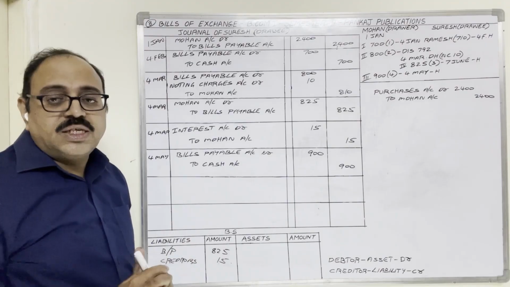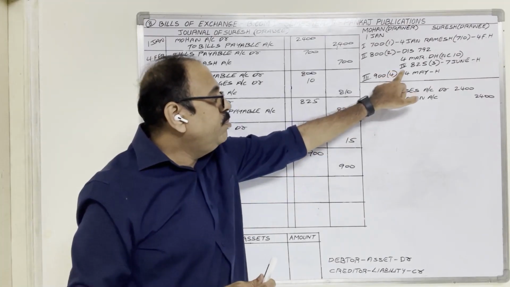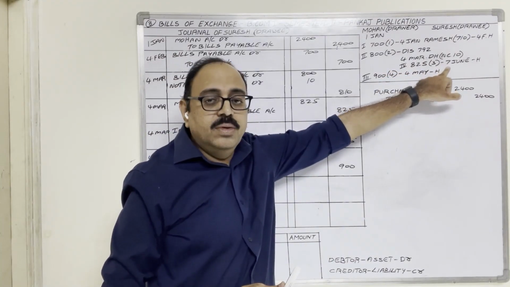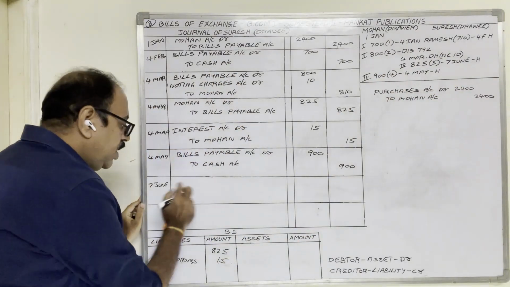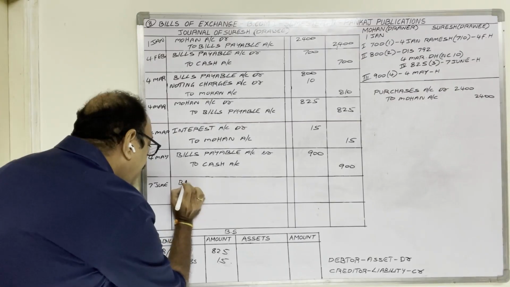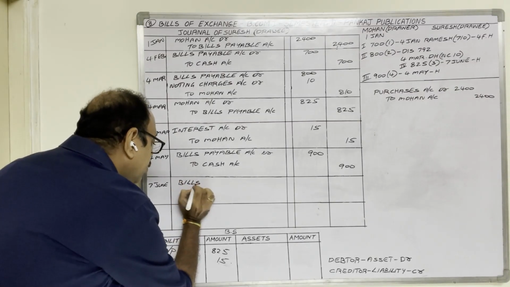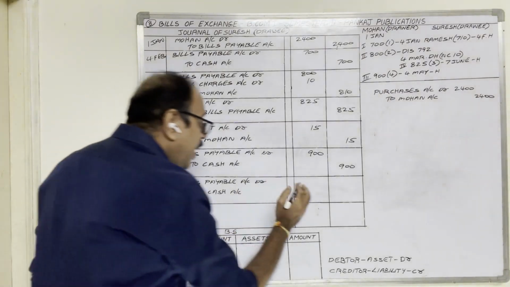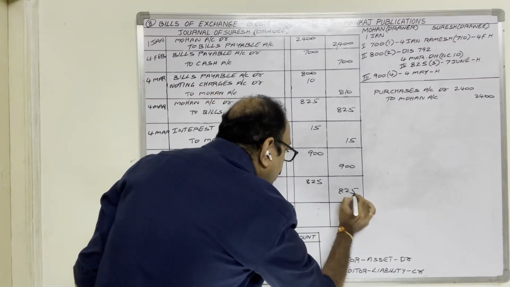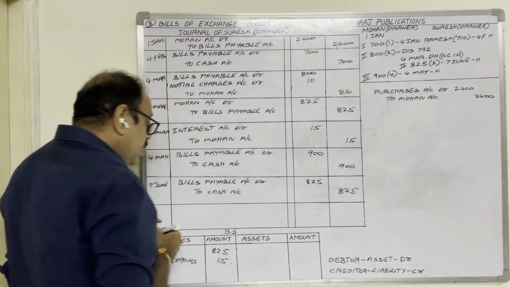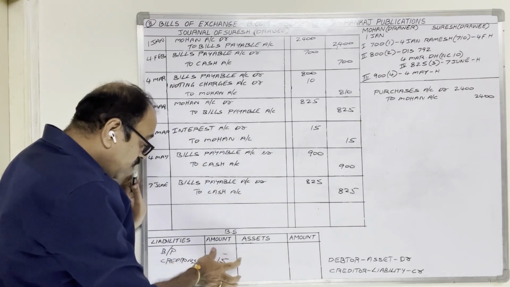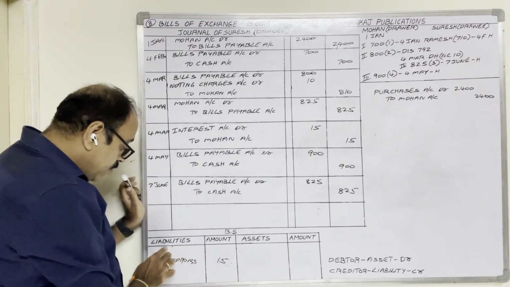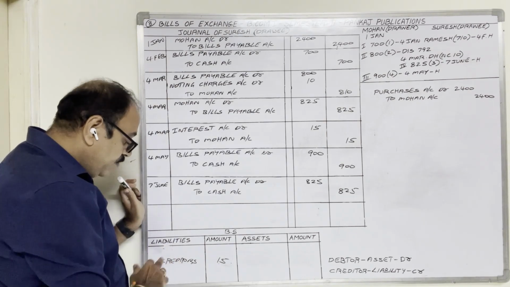Now come to the last entry. 4th bill honor entry on 7th June. Honor entry is same now. Bills payable account debtor to cash account. Now 4th bill amount is 825 rupees. So what is the effect on balance sheet? Now this final bill is also cleared. Now this 825 bills payable liability is cancelled.